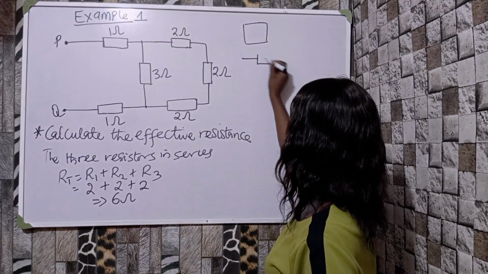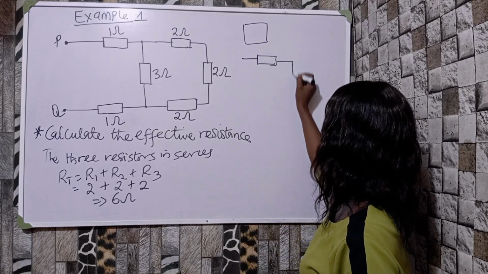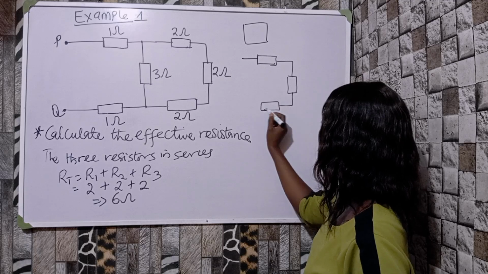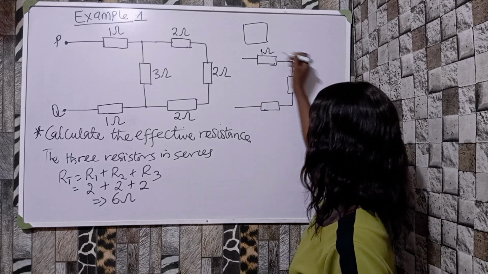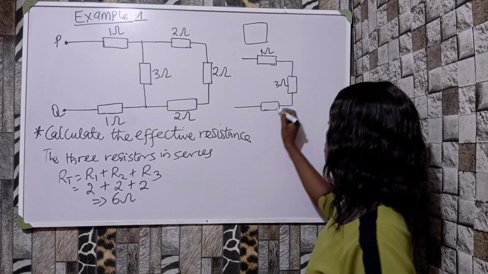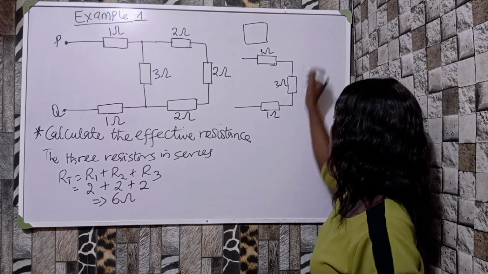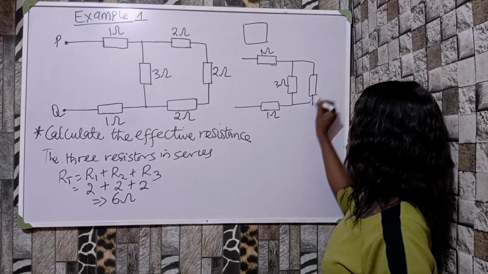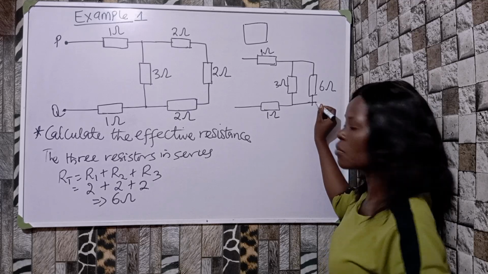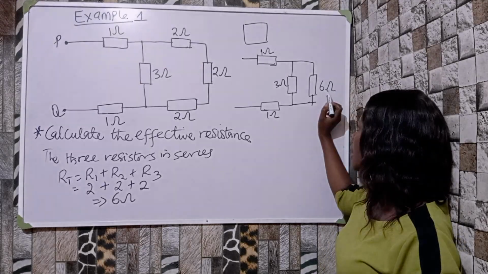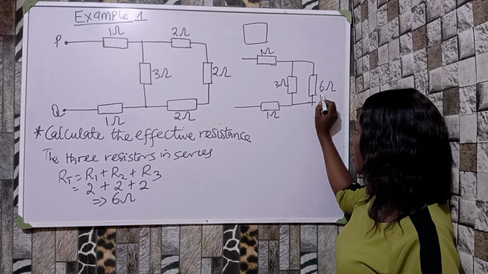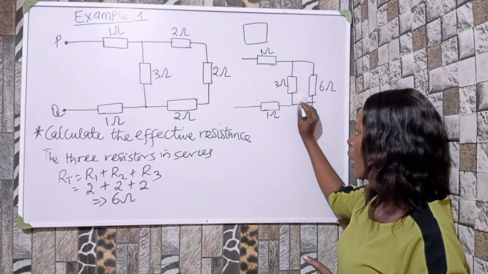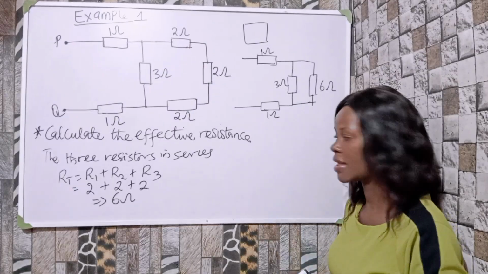Now the diagram will change. I will have it this way. I'll have 1 ohm, 3 ohm, 1 ohm, right? Then this one I calculated will be here, which is 6 ohm, right? Now look at it now. This 6 ohm is in parallel with these three. So I will work them out again before I can now calculate the total effective resistance.